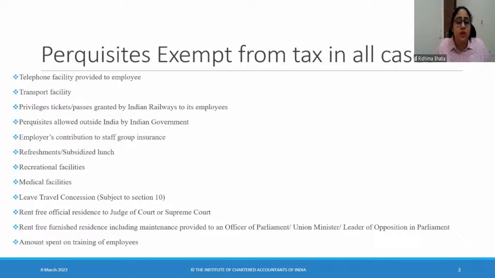Employer's contribution to staff group insurance. Whenever you're working in a company, most of them have a tendency to take insurance, as in group health insurance, where they cover all the employees for the medical facilities benefit, and they pay premium on it as a contribution. So that premium, who is getting the benefit if something happens? You, right? But who is providing that benefit? Employer. It is perquisite, yes, but it is exempt.